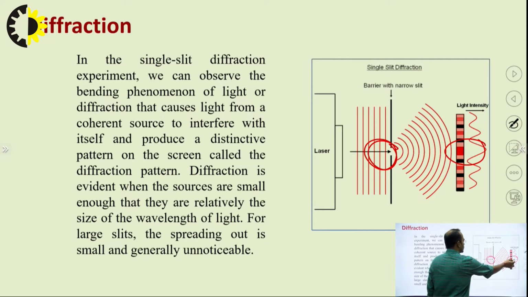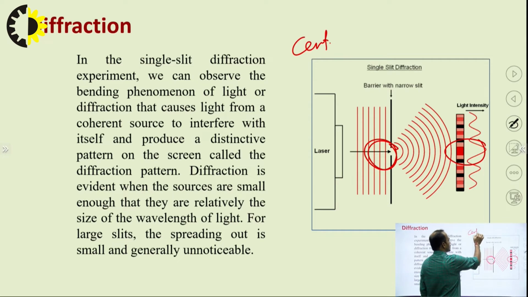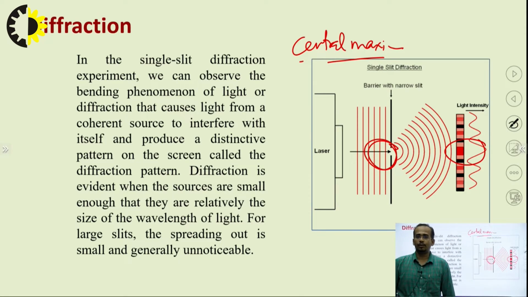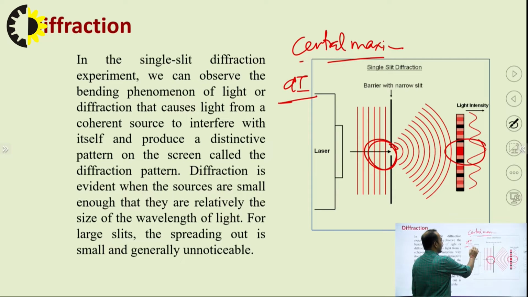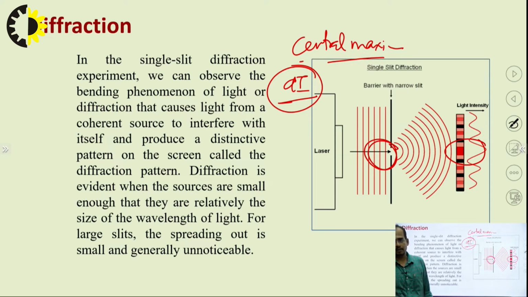This maxima is known as the central or principal maxima, and the other maxima and minima are known as secondary maxima and minima. This can be found by using simple mathematics. First of all, we will find the intensity of the light, and after finding the intensity, we can calculate the central maxima and minima.